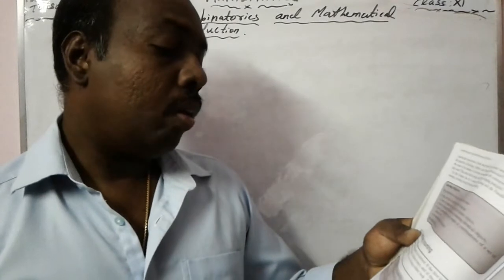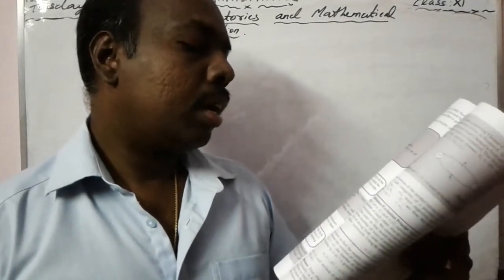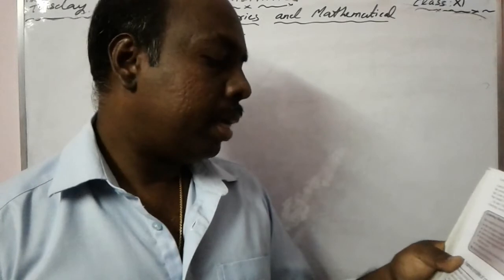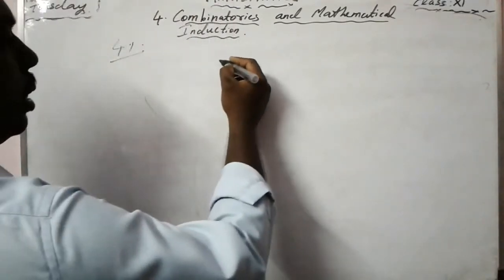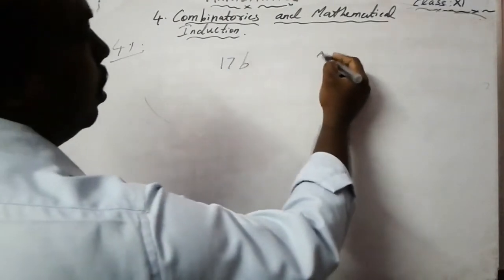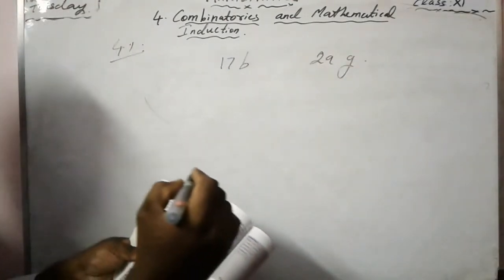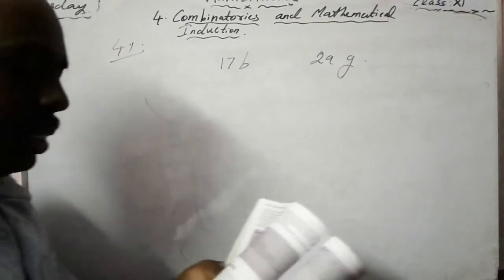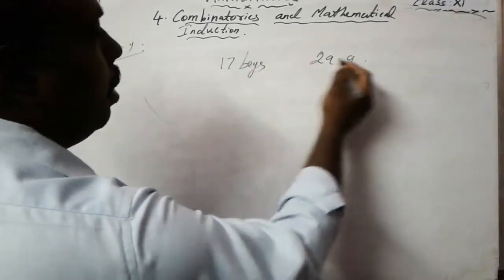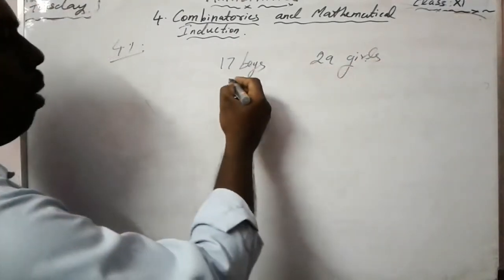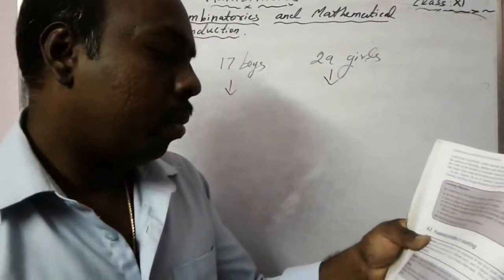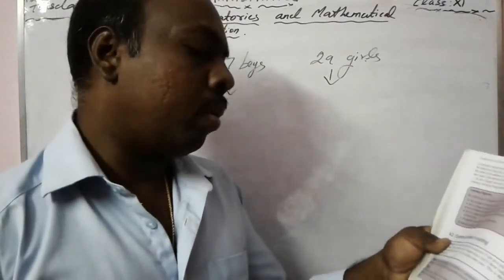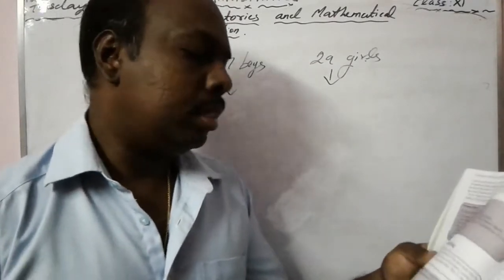Suppose one girl or one boy has to be selected for a competition from a class comprising 17 boys and 29 girls. So in a class there are 17 boys and 29 girls. In how many different ways can this selection be made? So out of these 17 boys and 29 girls, one boy or one girl has to be selected.